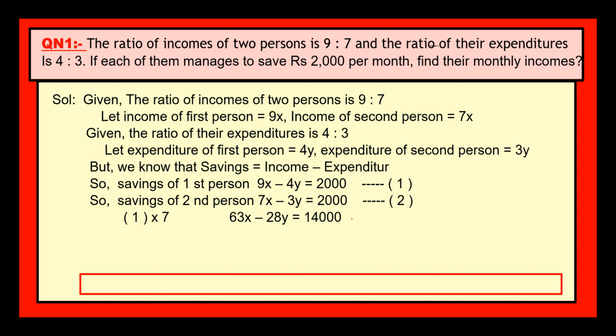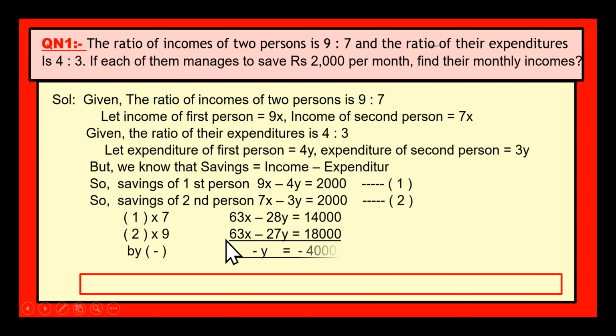This is the first equation. Now observe the second equation. Now let us multiply the second equation with the first equation's x coefficient, that is with 9. So that 9 into 7x, 9 sevens are 63x minus 9 into 3y, 9 threes are 27y is equal to 9 into 2000 is 18,000. Now let us subtract the first from the second. If you subtract, the signs change, so that 63x minus 63x is cancelled, and minus 28y plus 27y is minus y, and plus 14,000 minus 18,000 is minus 4,000. Minus y is equal to minus 4,000 and y is equal to 4,000.